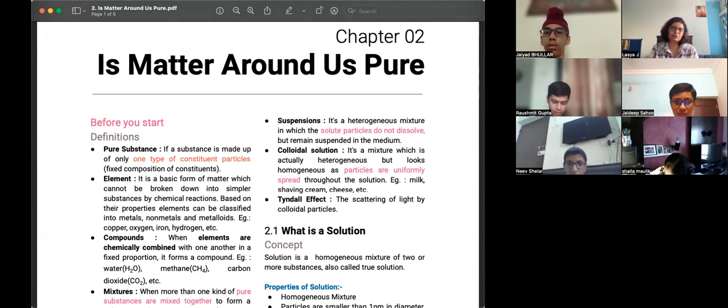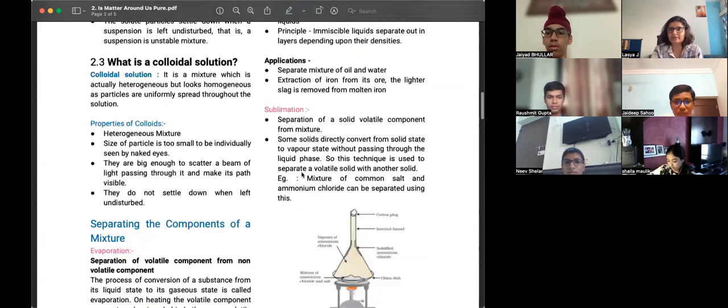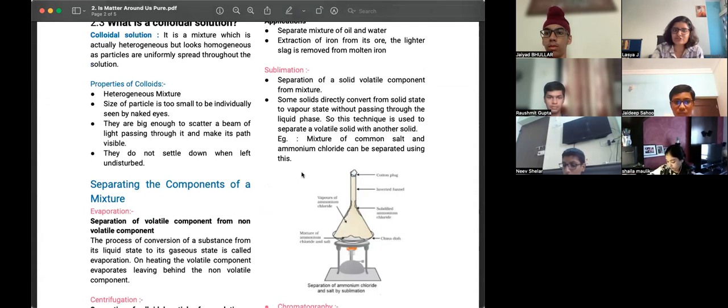So we'll be focusing more on the mixtures part of it. We are not looking at elements and compounds right now. So elements and compounds we'll learn more about in atoms and molecules, because that's what elements and compounds are made of.